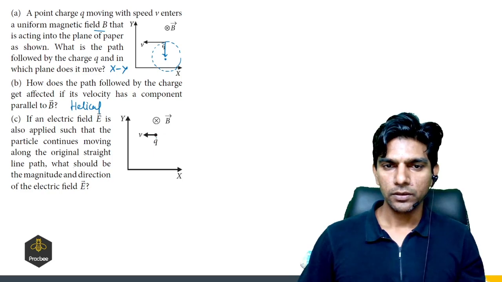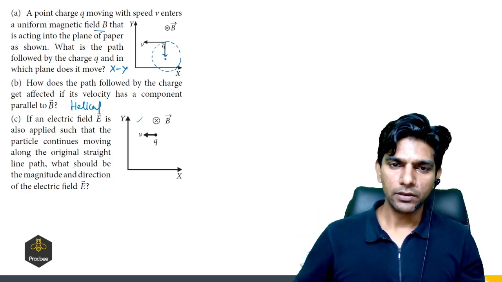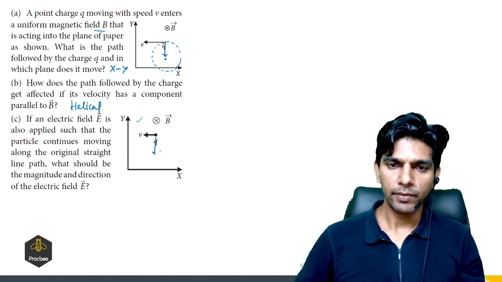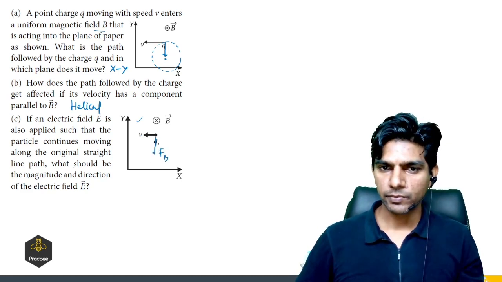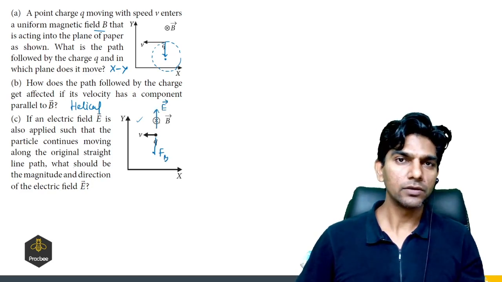Okay, right. So if you look at this case, if I apply V cross B, the thumb is pointing in the downward direction. So this is the direction of the magnetic force. To balance this magnetic force, the electric field has to be in the upward direction. So that is the direction of the electric force.